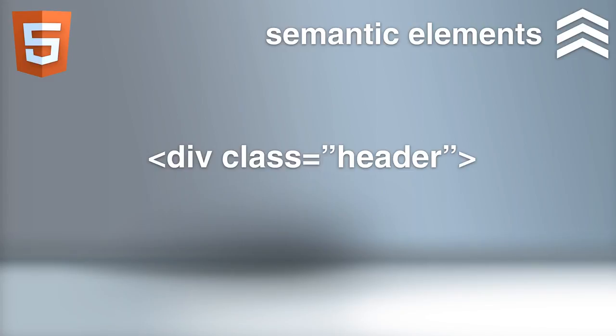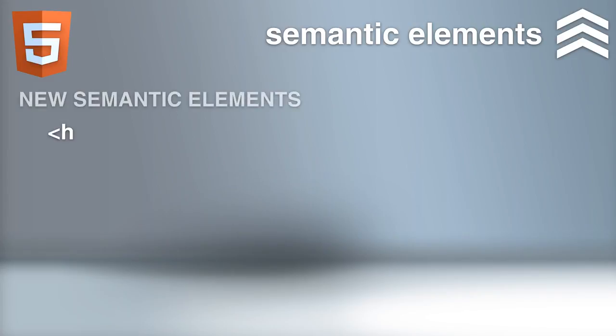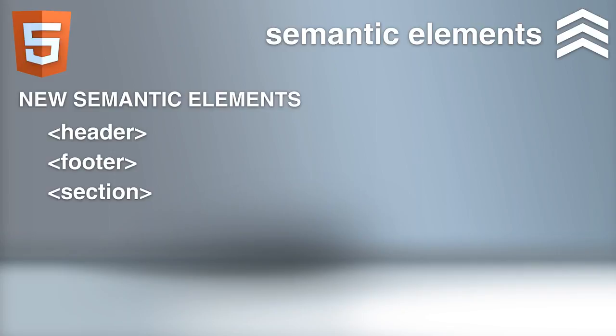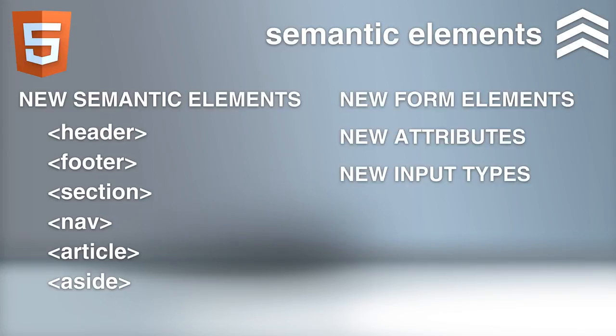Here are a few examples of the new elements in HTML5. Header for the header, footer for the footer, section for wrapping content in a section, nav for menu navigation, article for placing your main content, and aside for creating left and right sidebars. Along with these new elements, there are also new form elements, new attributes, new input types, and automatic validation.